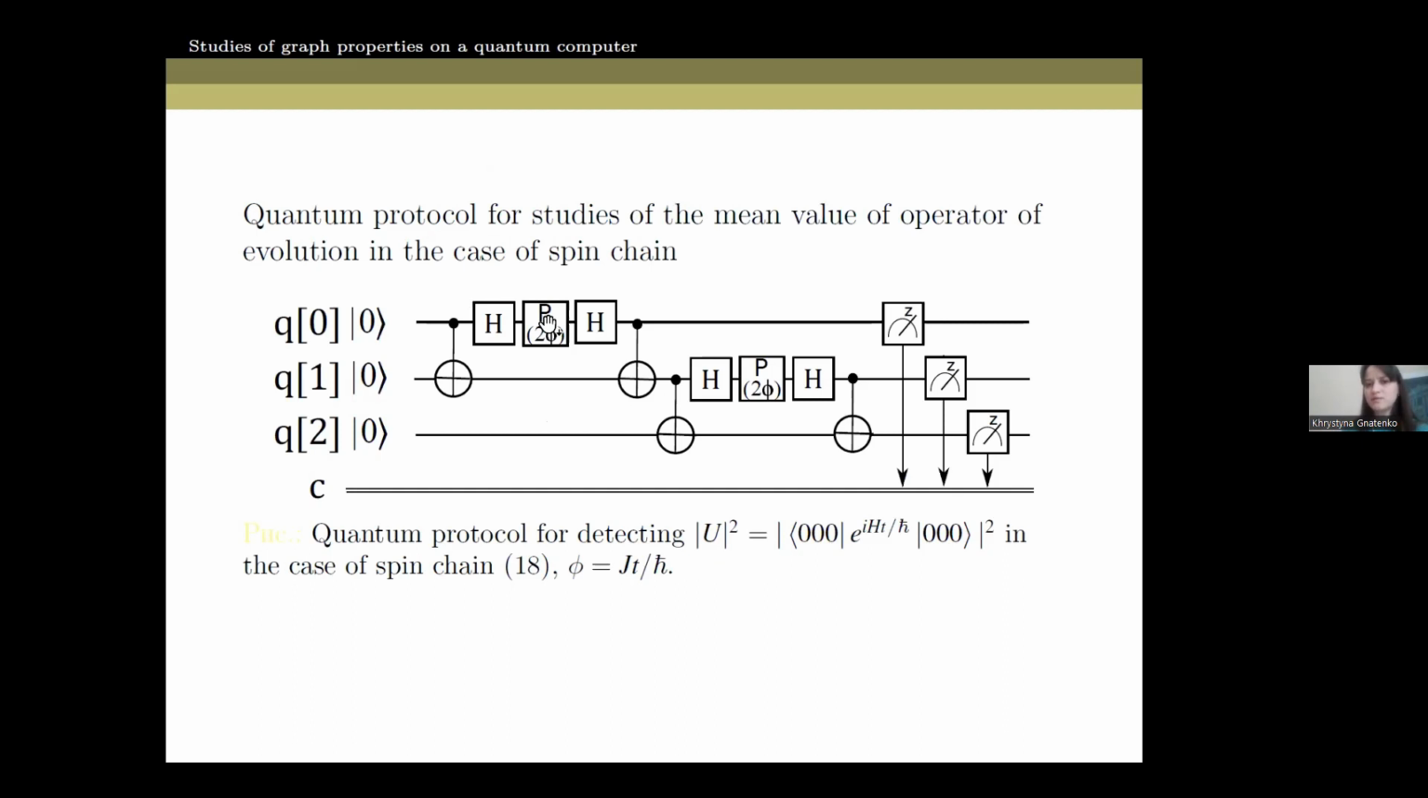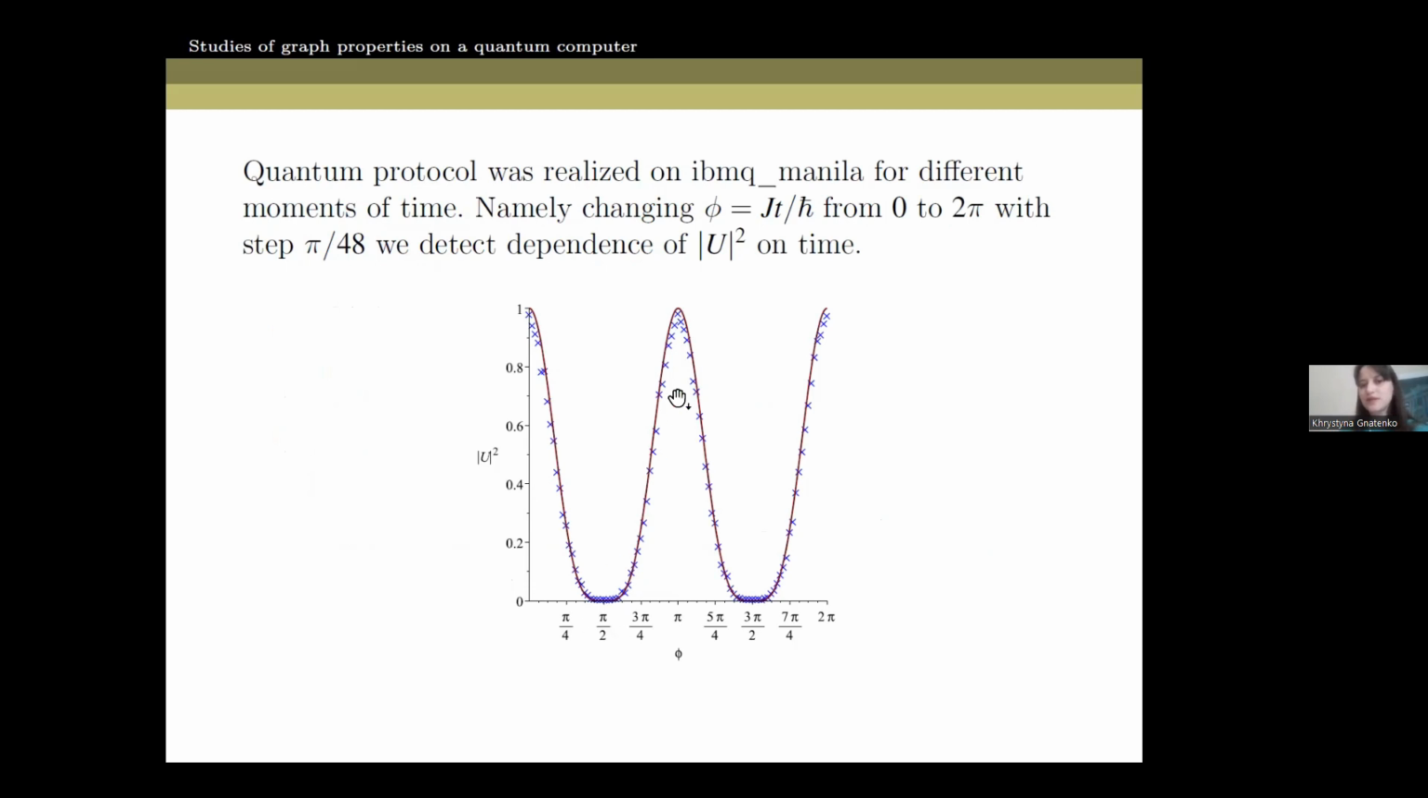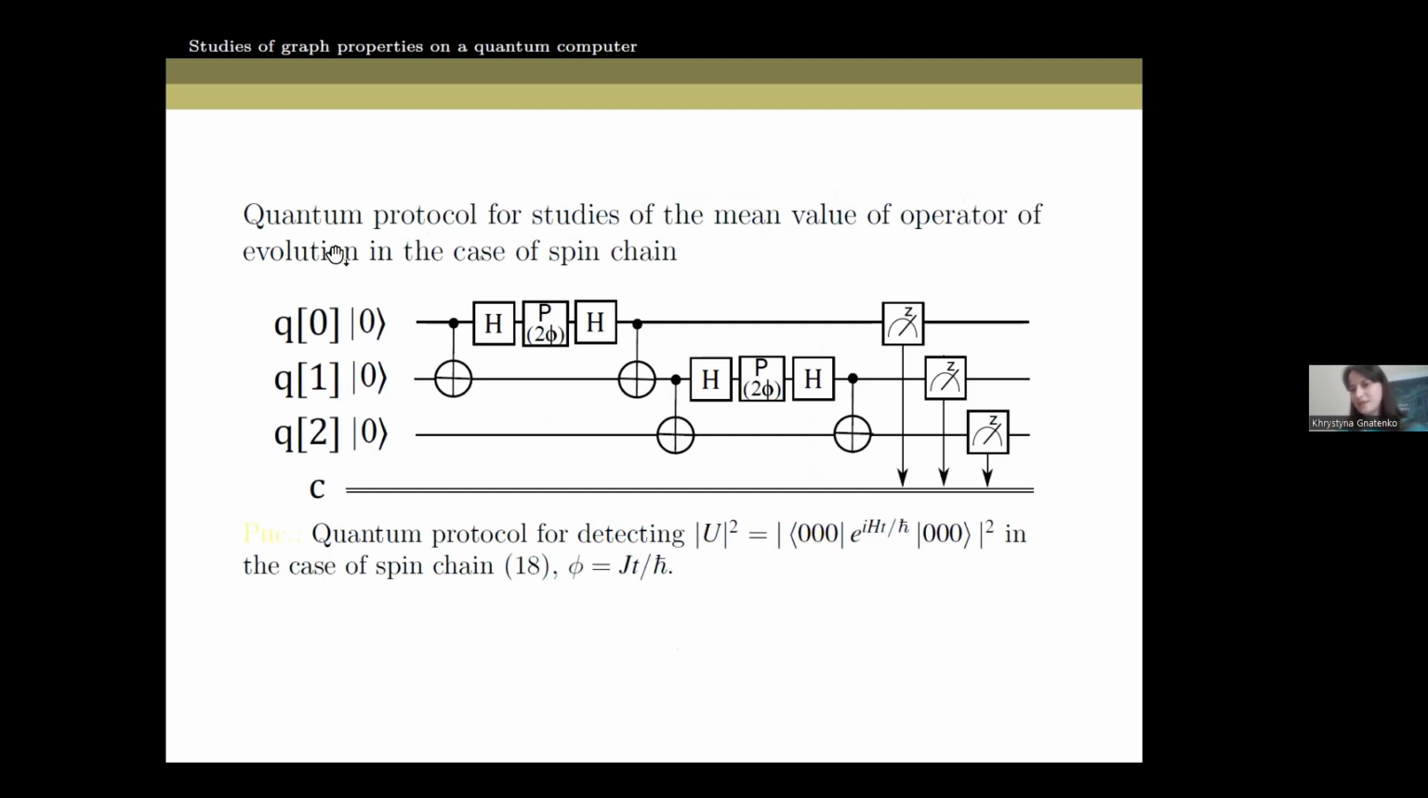We changed this parameter phi in this gate to detect the dependence of this mean value on time and obtained a very nice result, because the process corresponds to calculations on a quantum device, and the red line corresponds to analytical calculation. So we have very good agreement. It is because the quantum protocol is not complicated, so we have not many gates, and we have small gate errors.